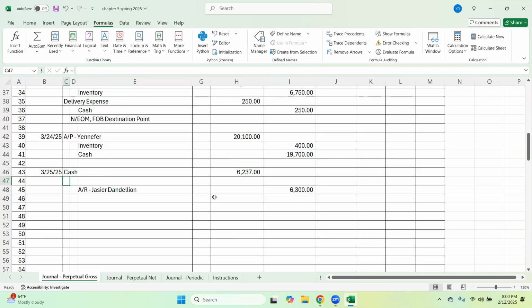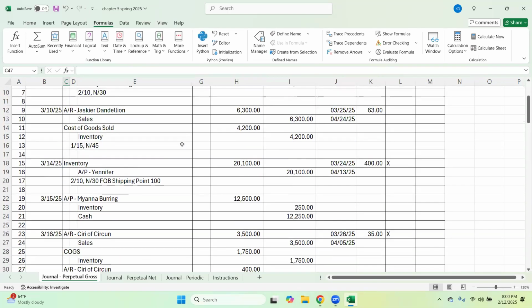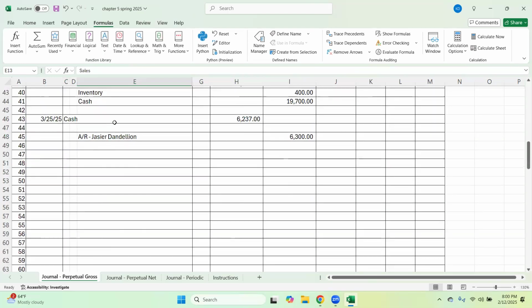Now, we set up here, sales was 6,300, so we're gonna have another revenue account, and we're gonna call it sales discount. You can put sales in here, but it's nice to track these sales discounts. And we're gonna put that right there, okay? That's what we should be doing.